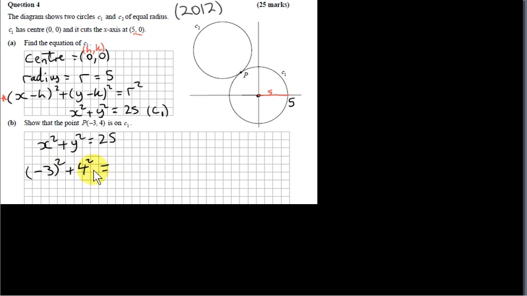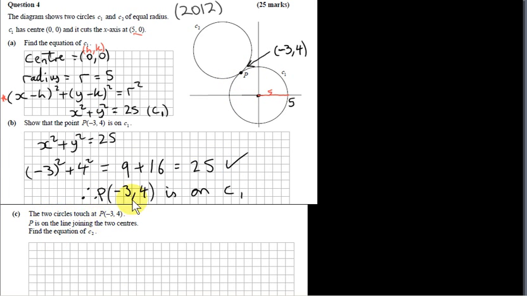Well, minus 3 squared is plus 9. 4 squared is plus 16. 9 plus 16 is indeed 25. Minus 3, 4 is called P. This point here is shown on the diagram.